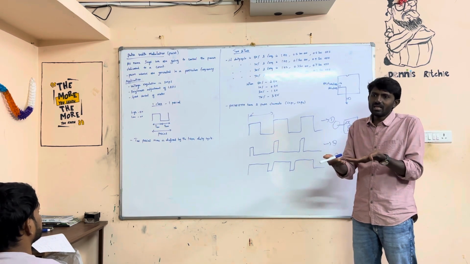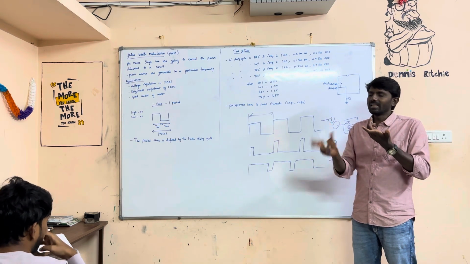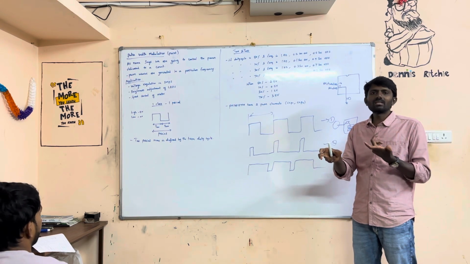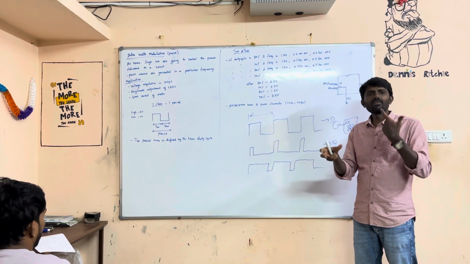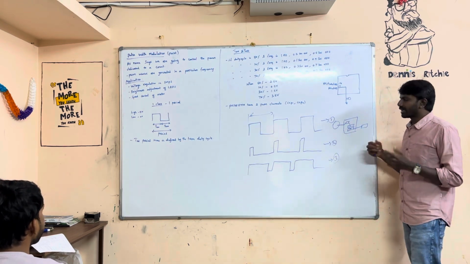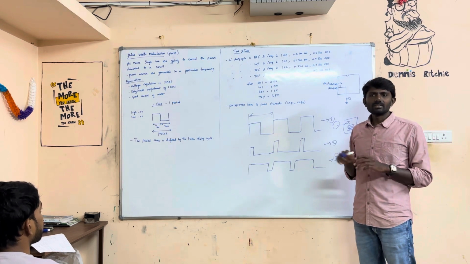If you are setting T on as some percentage, the remaining percentage is for T off. T on is 90 means T off will be 10. T on is 70 means T off will be 30. T on is 30 means T off will be 70. Clear? So according to the need, you set the number. That is one thing.